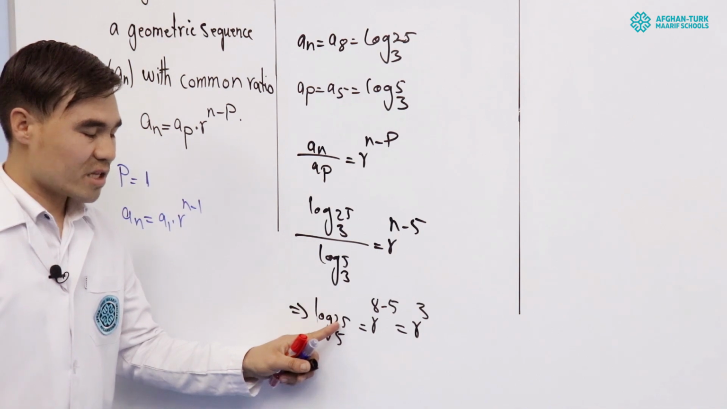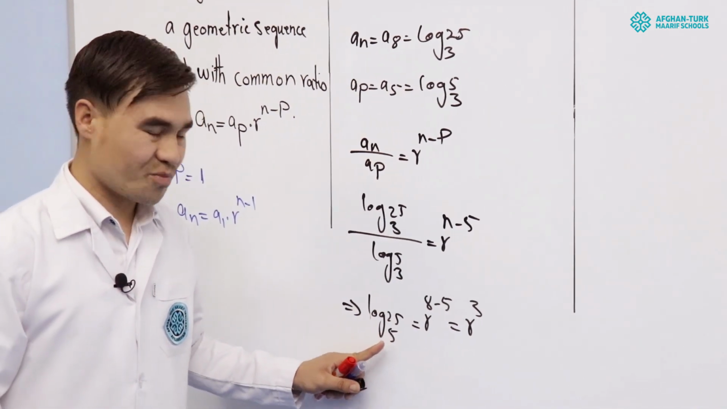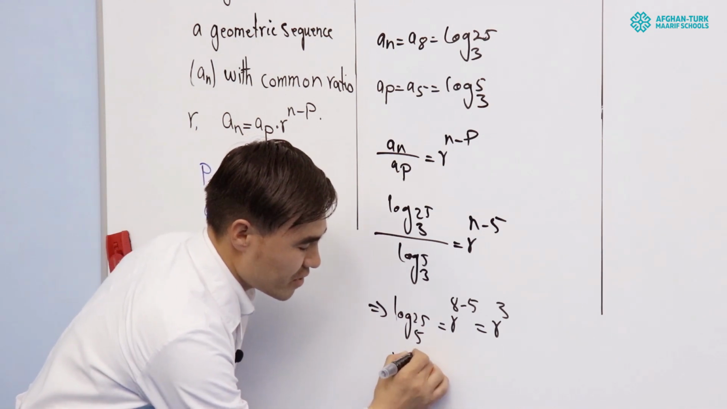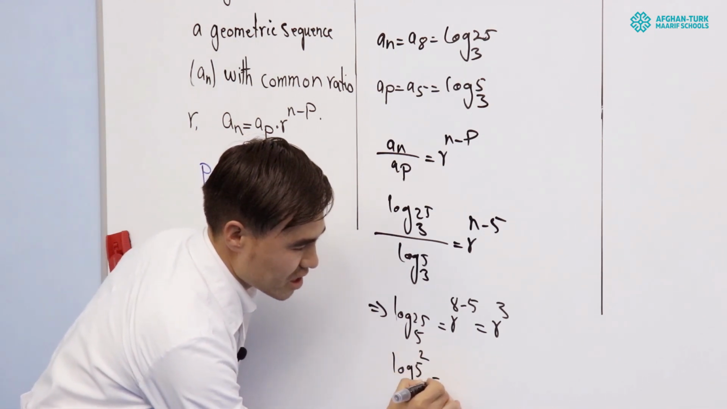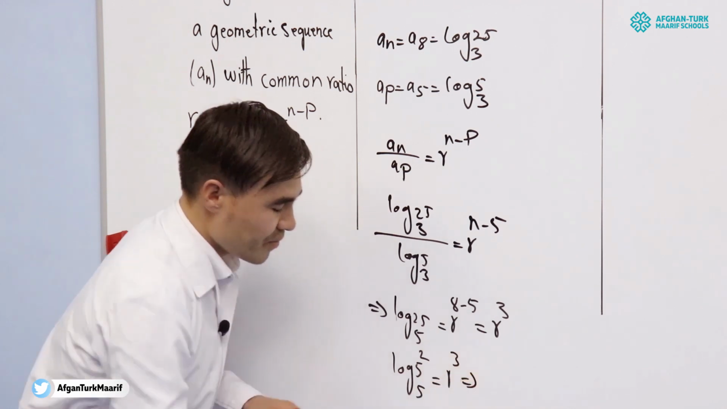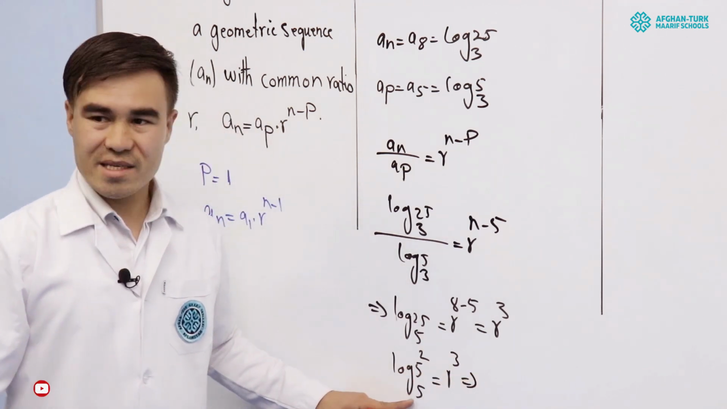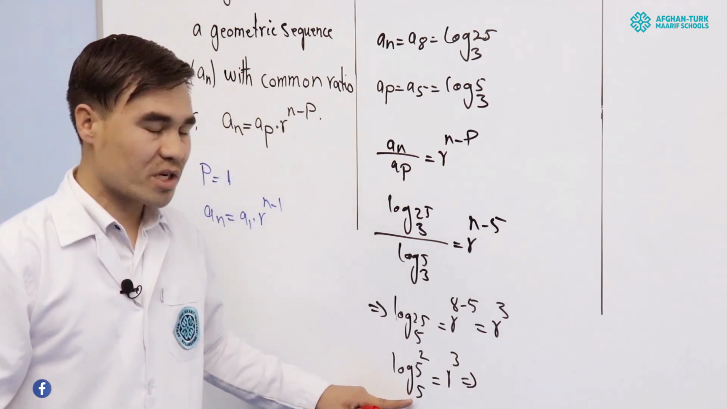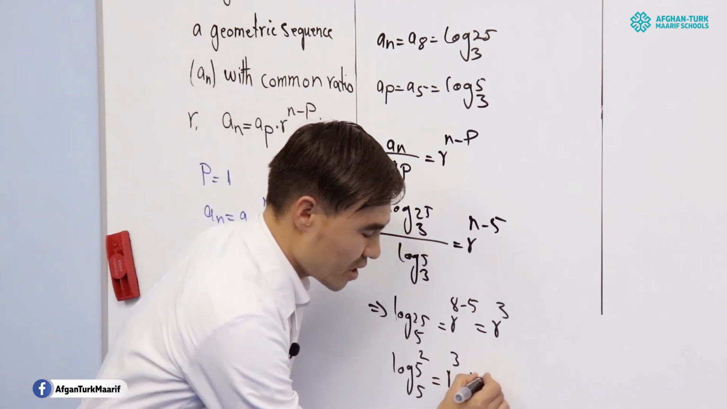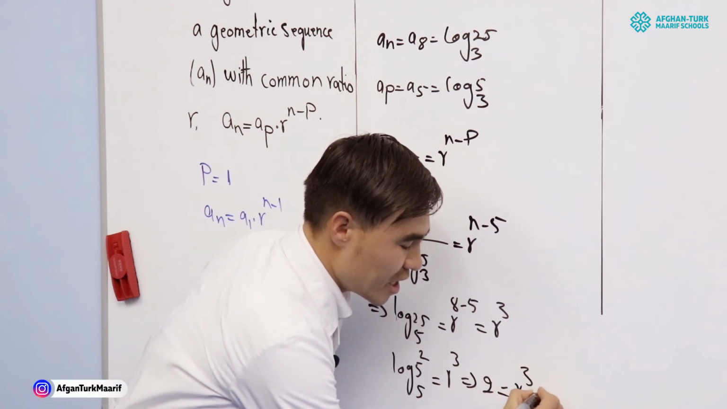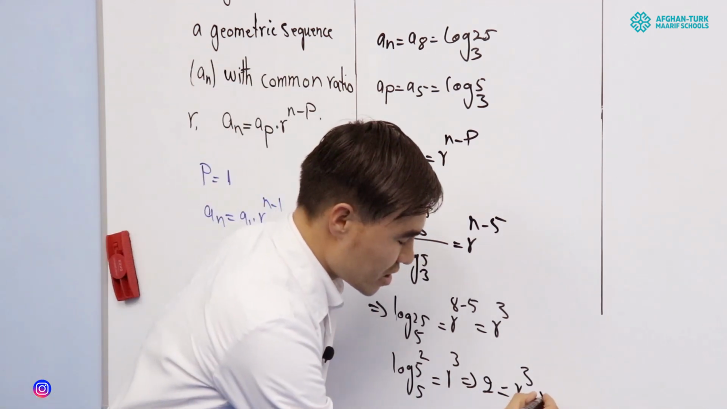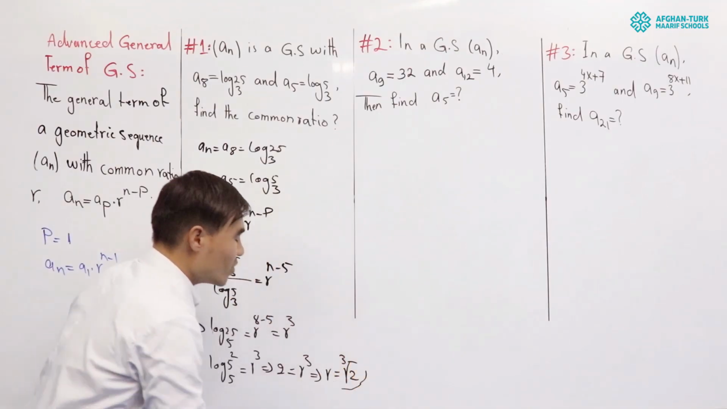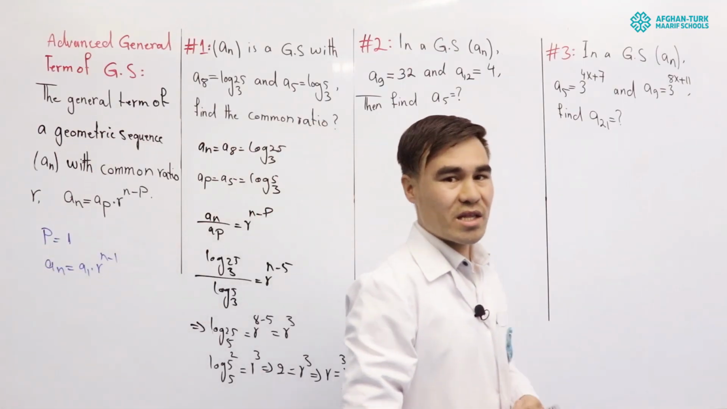Here I can write 25 according to base 5, so log of 5 squared to the base of 5 equals r cubed. Every logarithm of a number to its own base is 1, so log of 5 squared to base 5 equals the number 2, which equals r cubed. Here I can find the ratio r equals the cube root of 2. It was easy, dear students, and let's check another example.